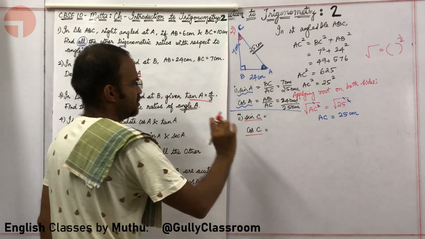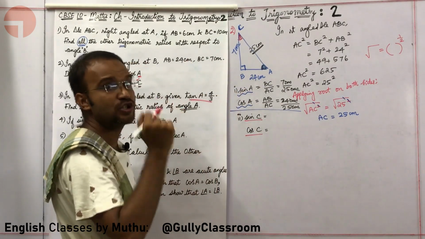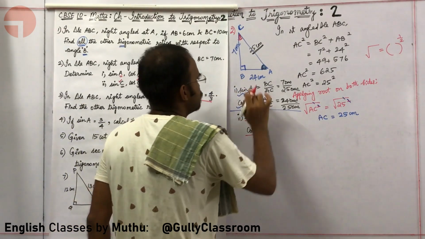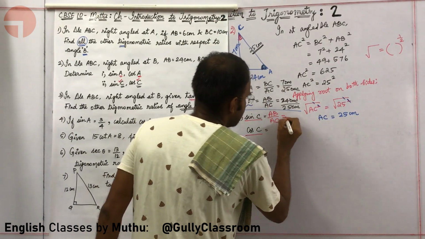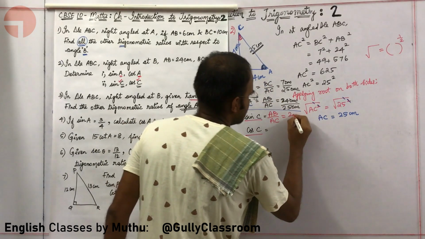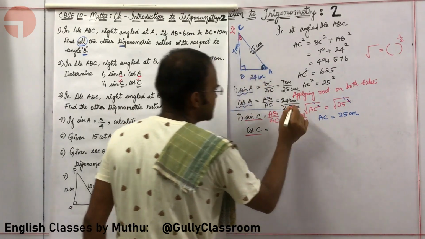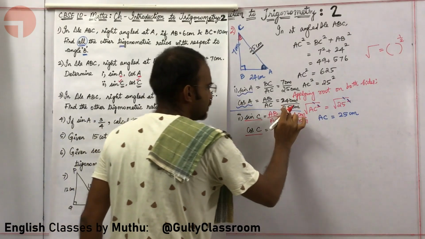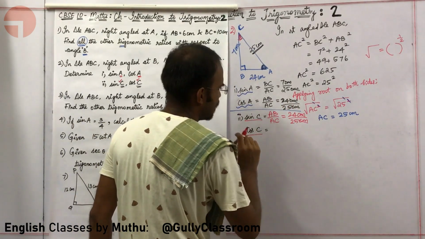Okay, sir, let us try this out. With respect to C, what is the opposite side? Sin means opposite by hypotenuse. With respect to C, opposite side is AB, hypotenuse is AC. So AB divided by AC means 24 centimeters divided by 25 centimeters. If I cancel centimeters, sin C is 24 by 25. Awesome.